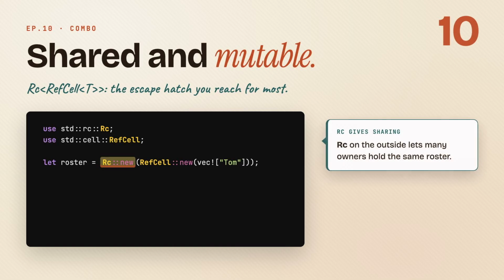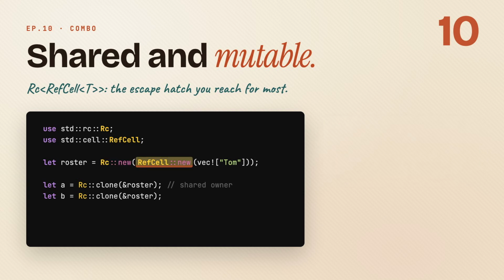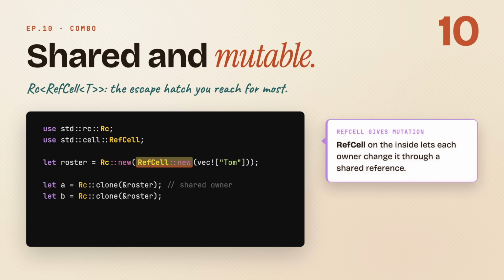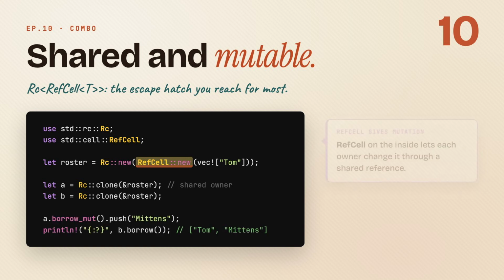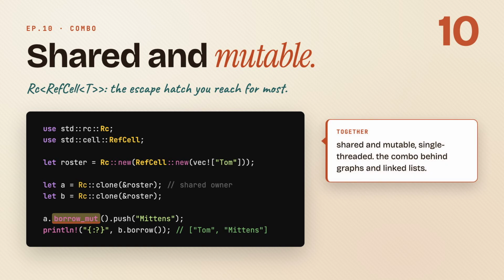If you stack them up, you get a famous combo. So Rc on the outside gives you many owners of one value, and RefCell on the inside lets every one of those owners change it through a shared reference. So one cat pushes a name and the others see it. Shared and mutable and single-threaded, and the graph actually lives there.